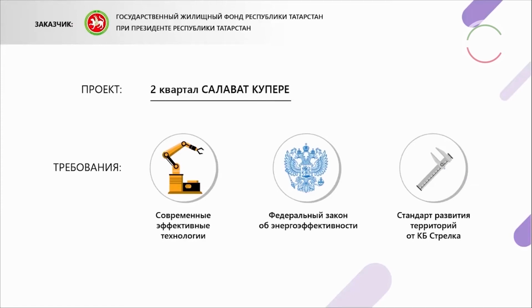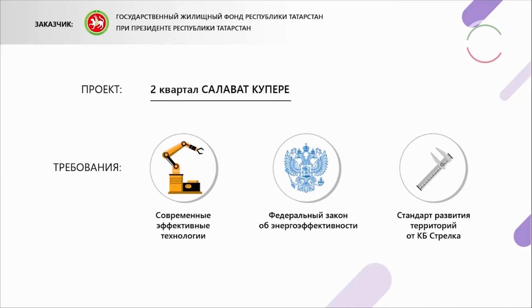In December of 2019, the State Housing Fund of the Republic of Tatarstan, under the President of the Republic of Tatarstan, announced a contest for developing the new architectural concept of the second stage of Salavat Kupre residential complex. They studied the best practices of housing development both in the Russian Federation and among global leaders, and we developed the requirements for the future complex to use modern, efficient technologies. That's the requirement number 1.